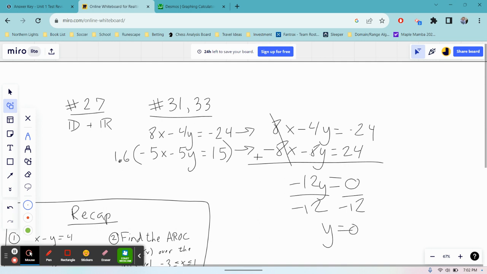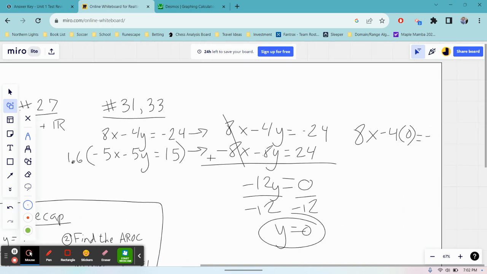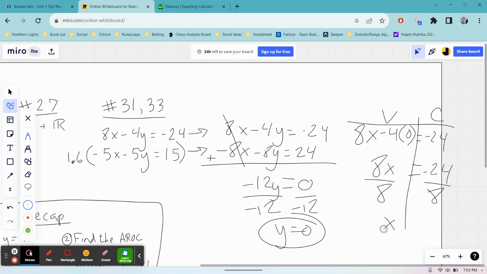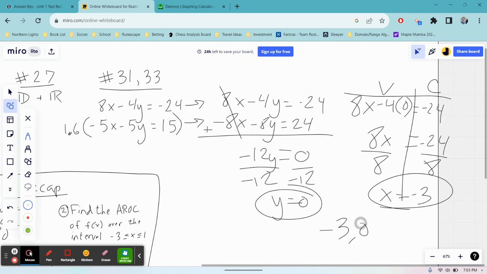After we've solved for y, we're going to plug it in just like normal. I'm going to take my top equation. Instead of y, I'm going to put the y value 0. And I'm going to solve from there. So variables here, constants here, 8x minus 0, so just 8x. And then divide by the 8, x equals negative 3. So we get negative 3 comma 0.